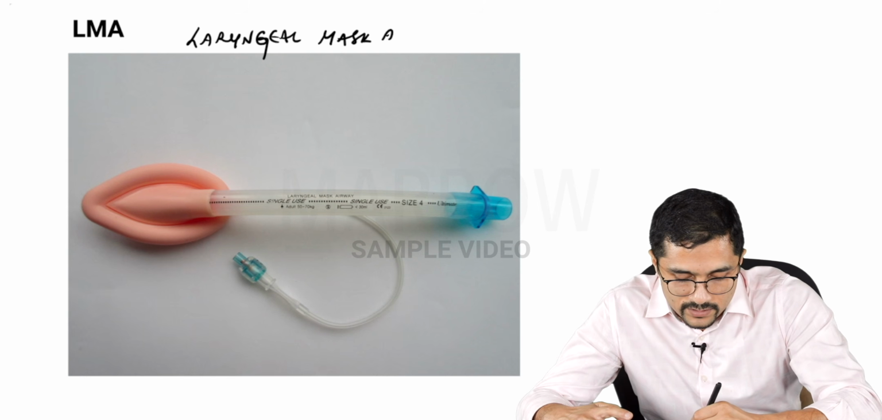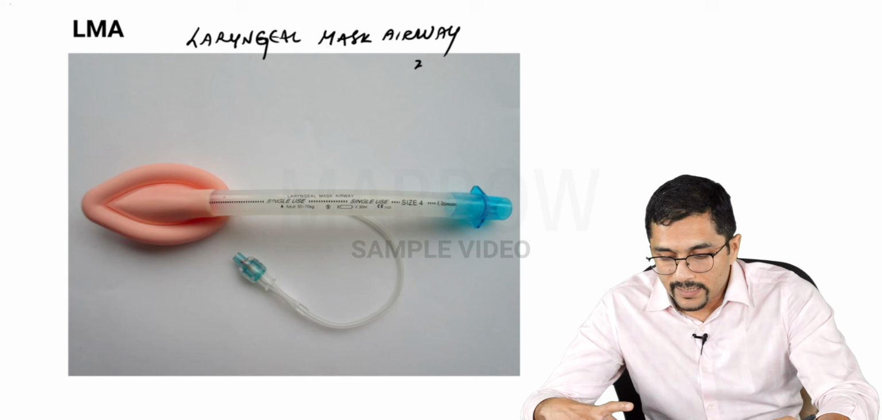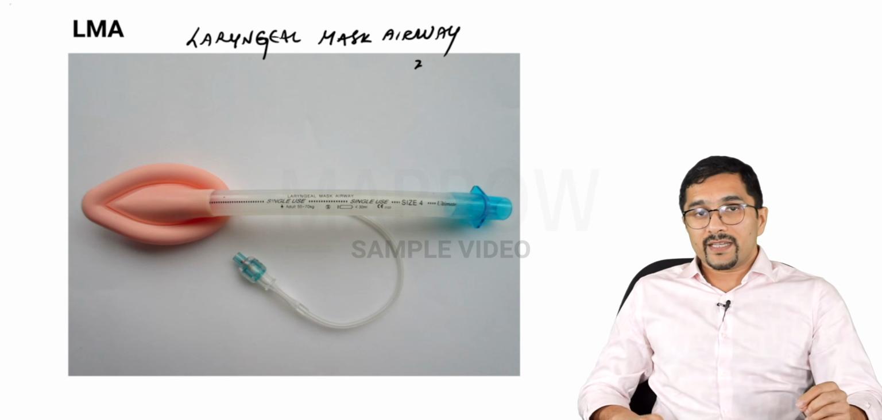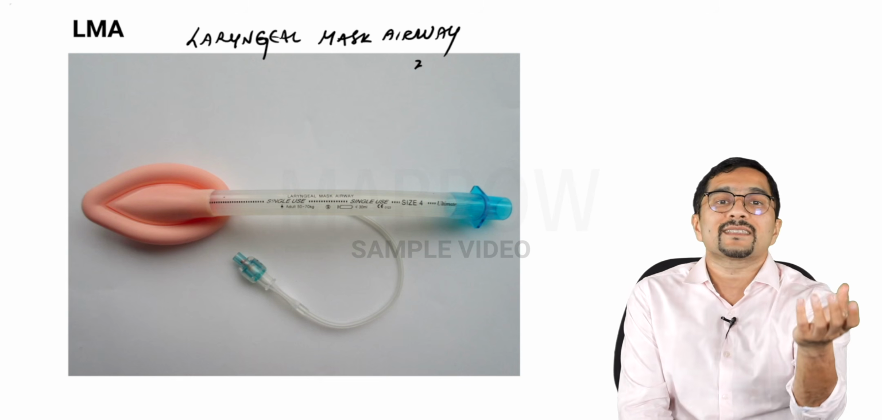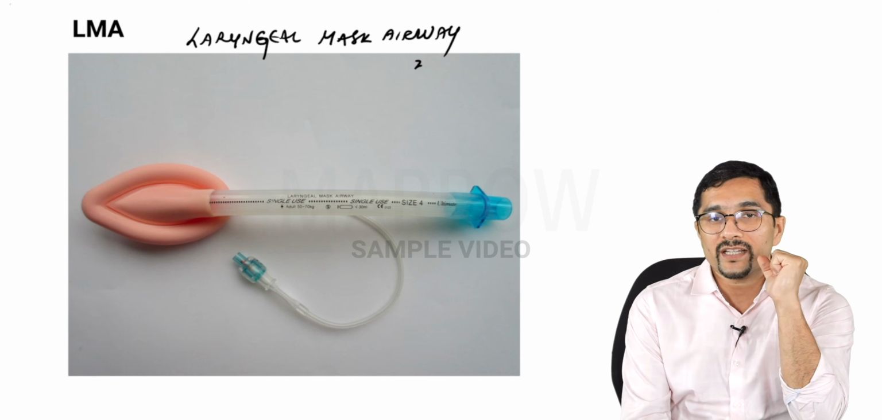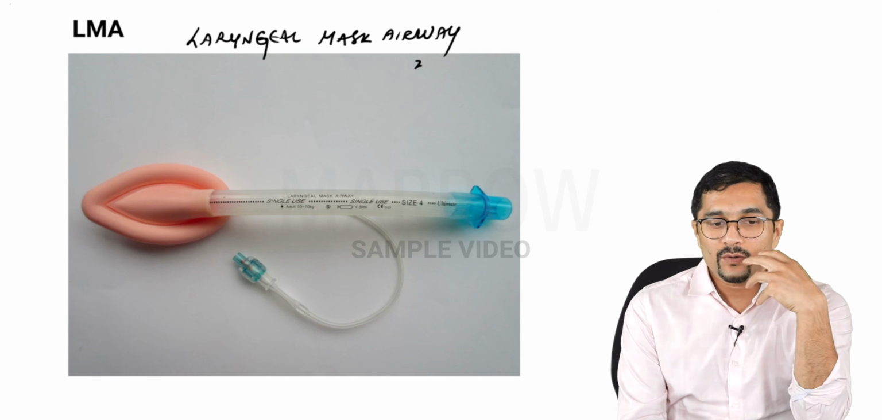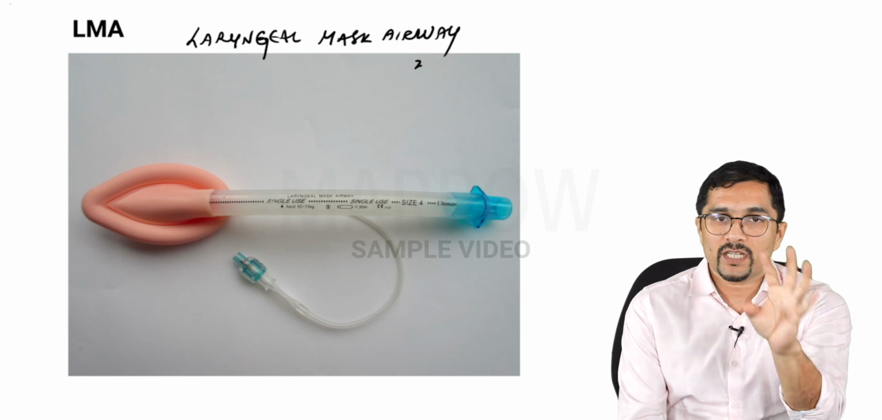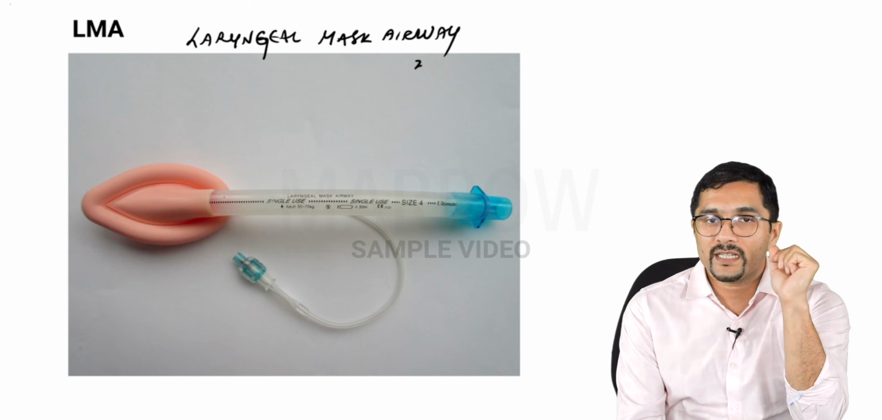This is a laryngeal mask airway which we can also use in trauma patients, and the advantage of a laryngeal mask airway is that less technical skill is required to put in an LMA as compared to an endotracheal tube. So, if you train even an intern to put in an LMA, they can do it easily in a trauma patient.